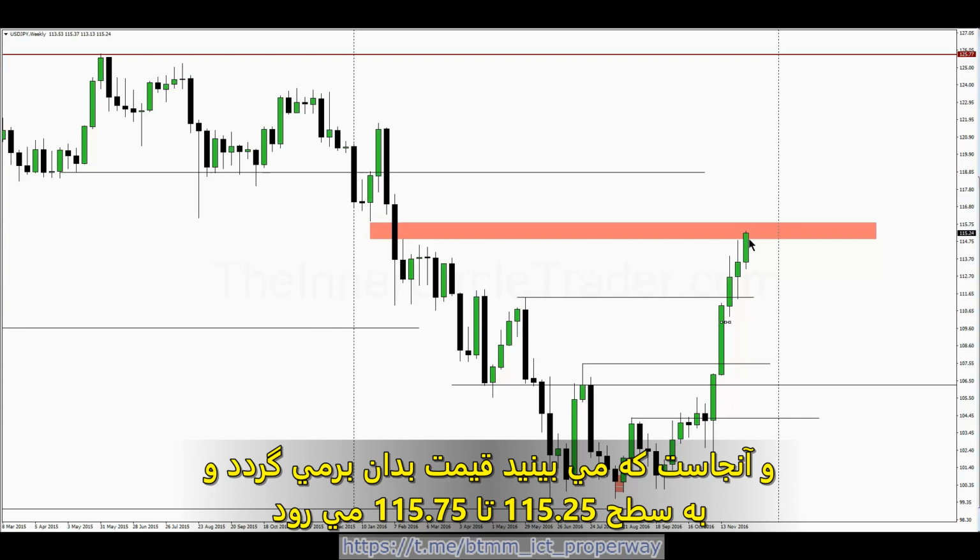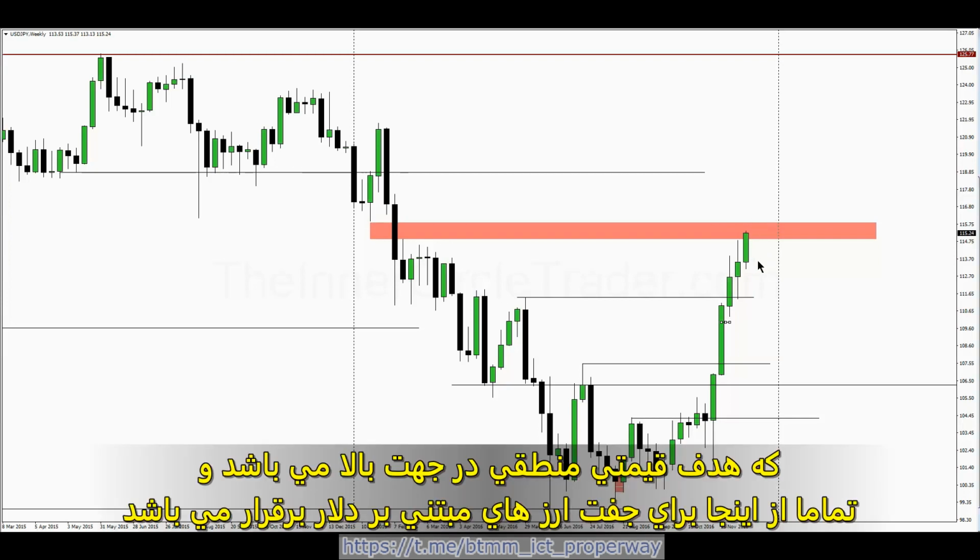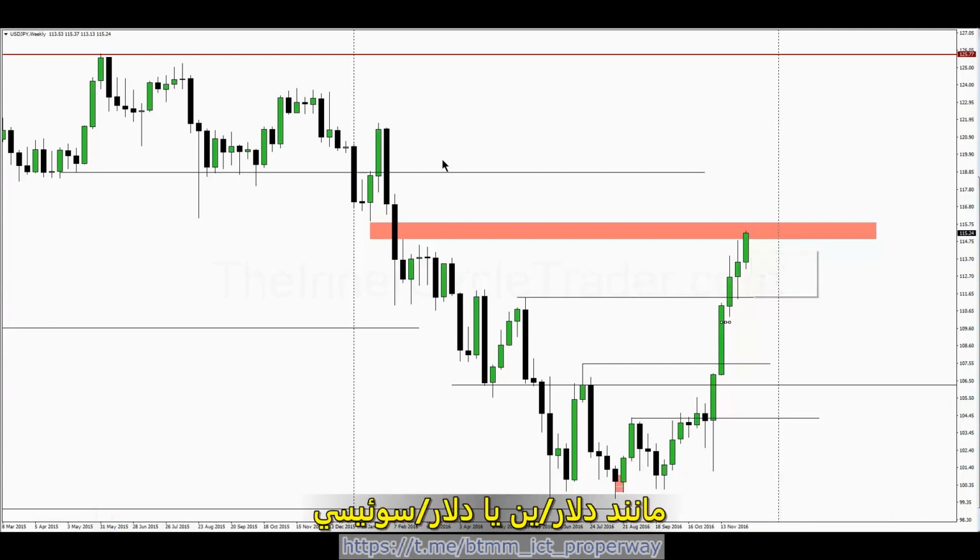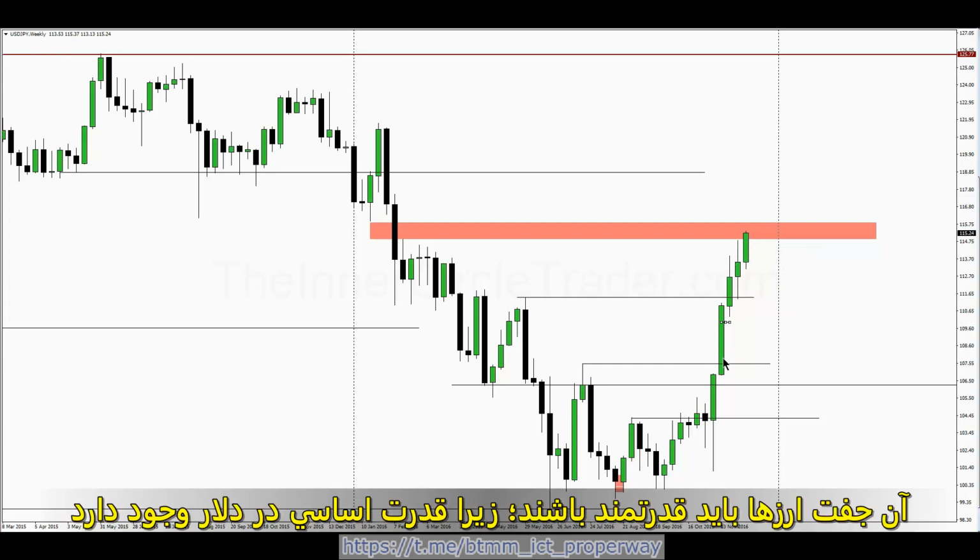And that's where you saw price trade right up into that 115.25 to 115.75, a reasonable upside objective, all through here, all the way through here. For dollar-based pairs that have the dollar on the front of their name, like dollar yen or dollar Swissy, those pairs should have been seeing strength because of the underlying strength in the dollar.